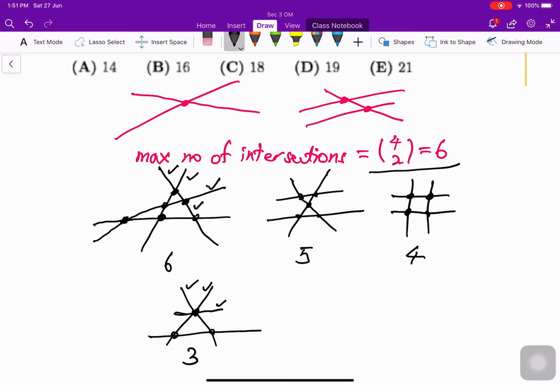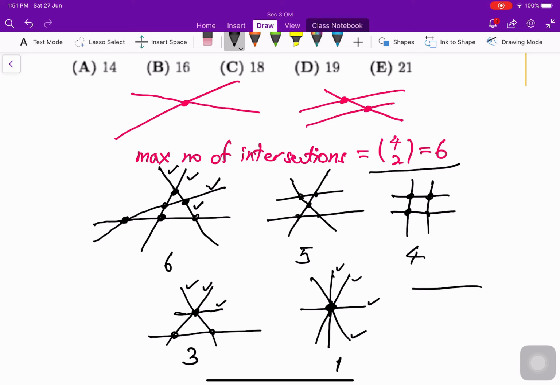Therefore, 4 lines don't get you 2 intersections. Then what about 1 intersection? 1 intersection is basically this. Can you see that this is the point of intersection? It lies on this line, this line, this line, and this line. Therefore, in this case, in total, there's only 1 intersection. Then, can it be 0 intersections?